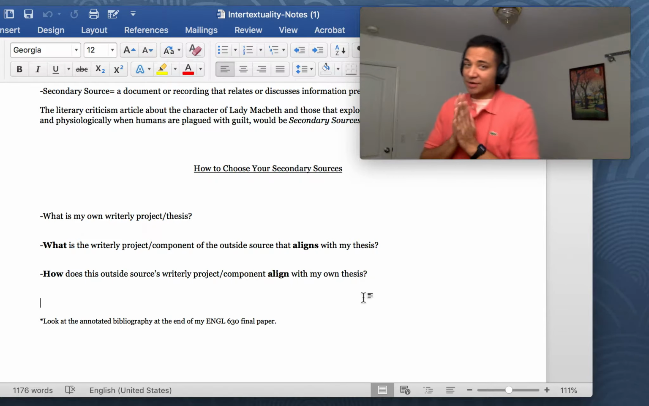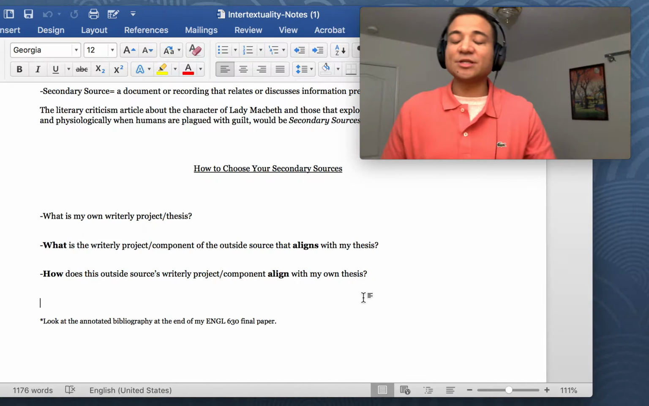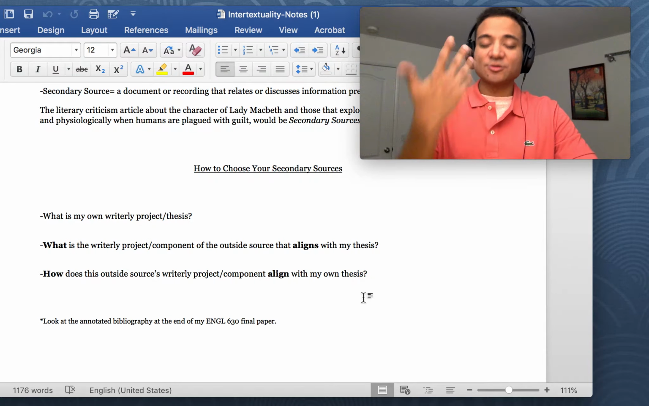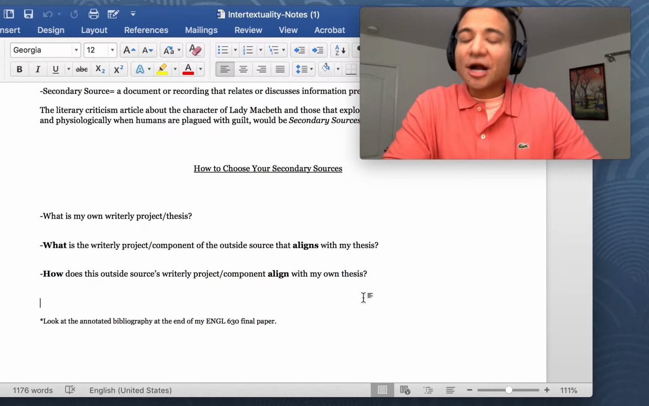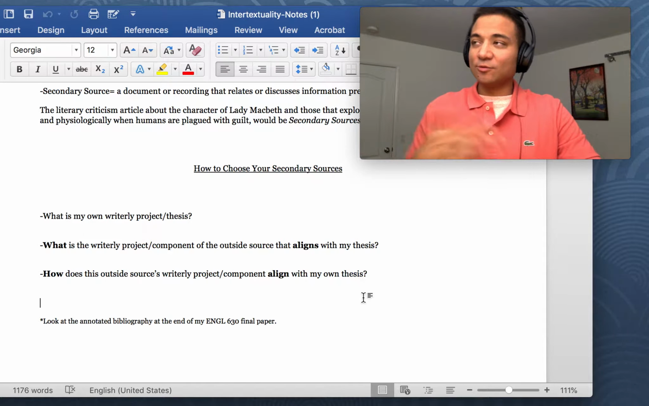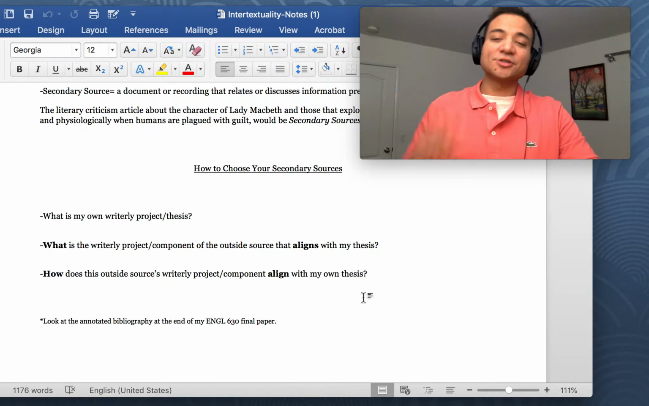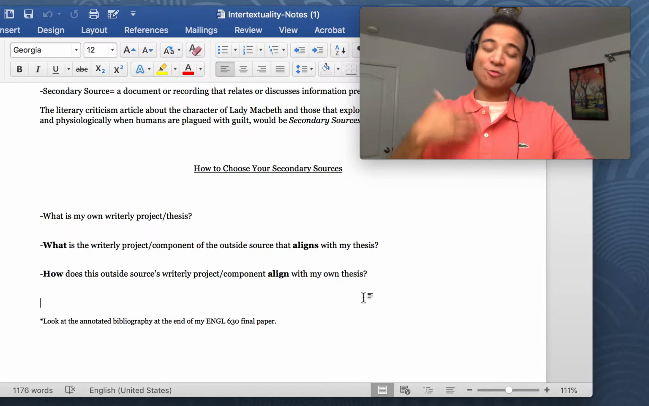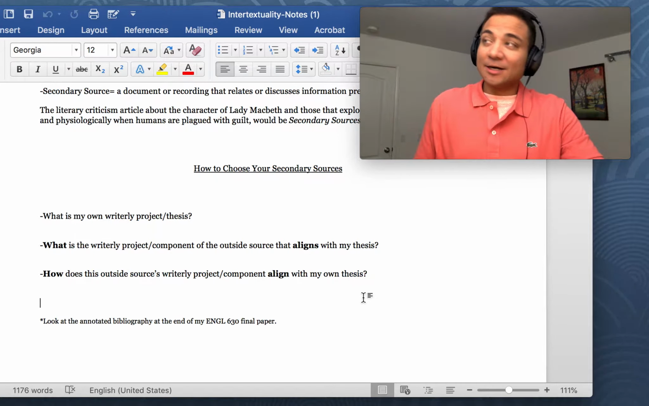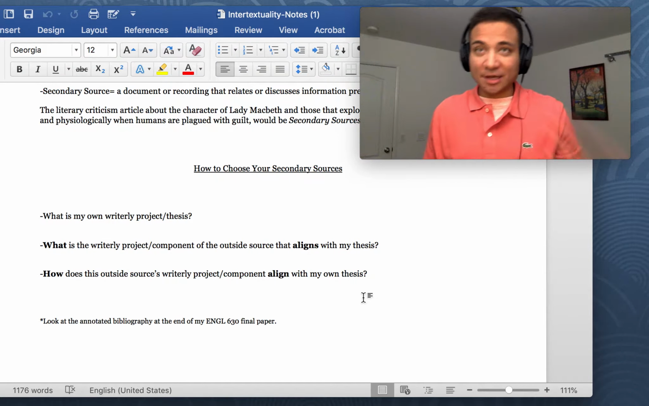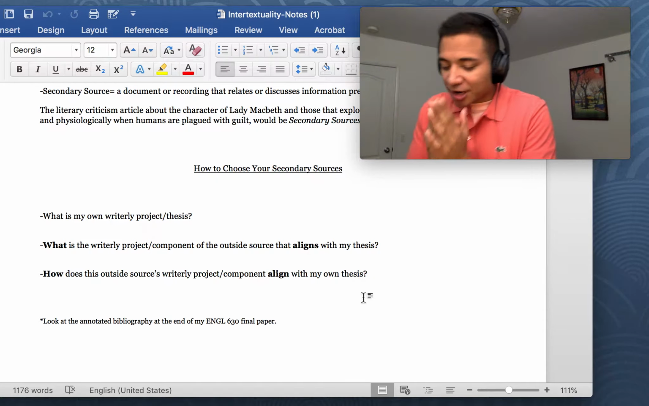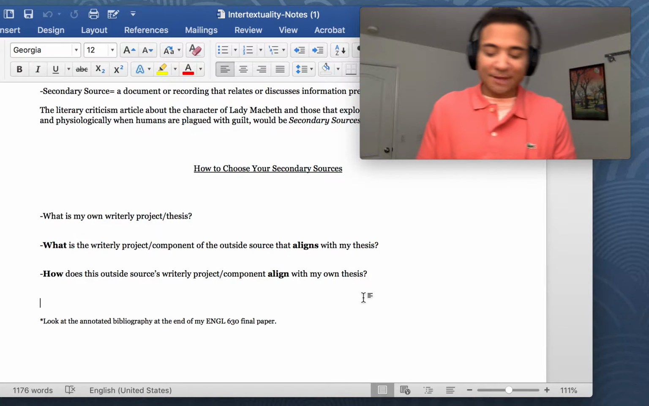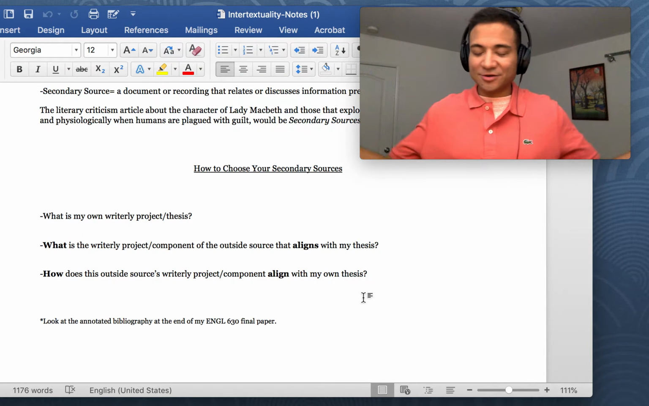Number one, you need to recognize that every piece of writing is written with a purpose. It's written with an objective. There's a project that the writer wants to accomplish through their work. There's something that they want to do. Okay, and that applies even if you're looking at a book. There's a project within the chapter, right? And that relates to the writer's larger project of the book.